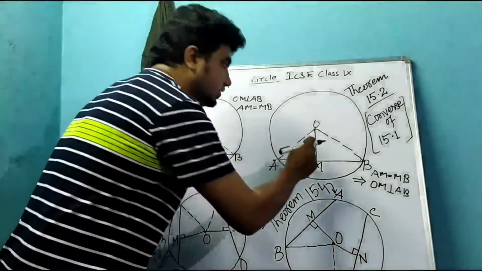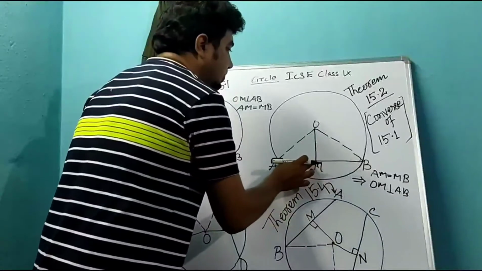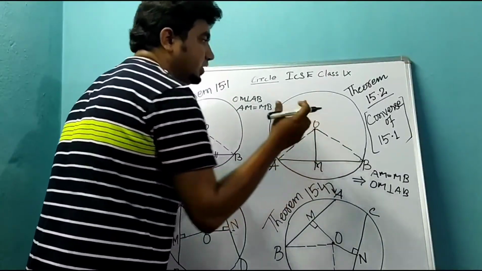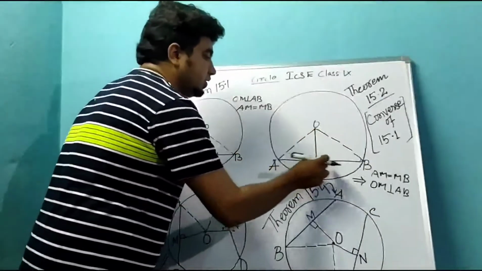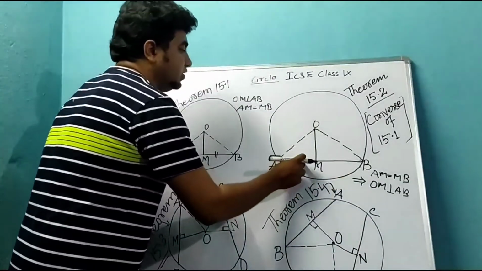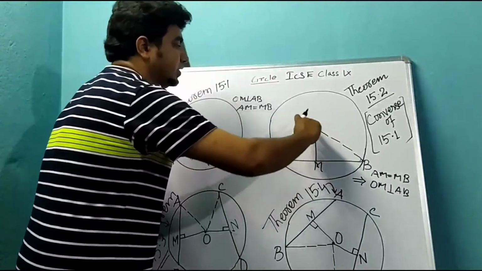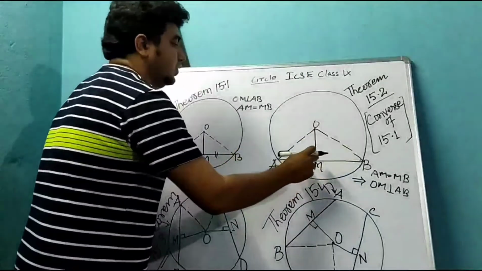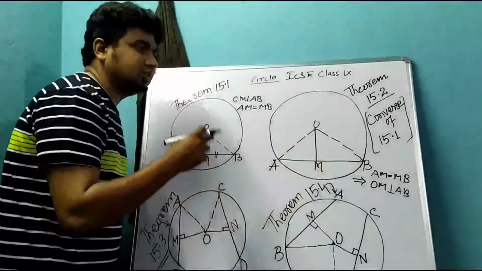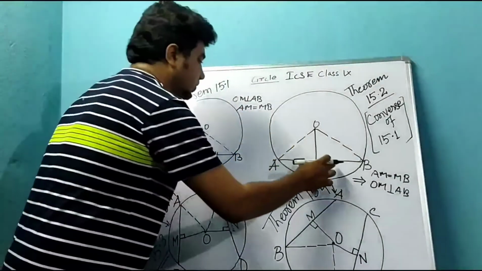And in the second case, if AM is equal to MB, we are discussing the converse. If AM is equal to MB, meaning the chord is bisected, that implies the line OM through O will be perpendicular to AB. This is the statement of theorem 2.